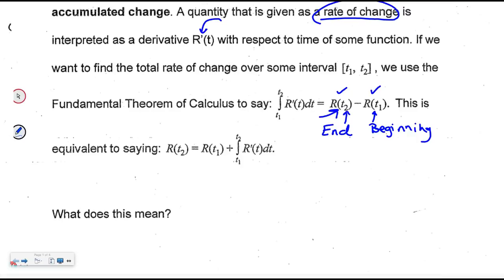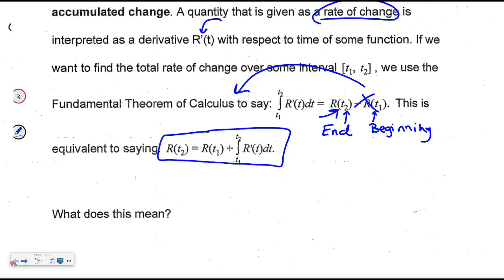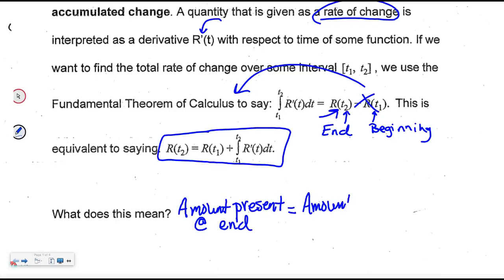So a lot of times what we'll do is we'll rewrite that. You might even want to picture adding the R1 over to this side, and you would get this statement. What is this statement really saying? It's saying that the amount present at the end will equal the amount I started with, plus what I'd call the net change or the accumulated change. I'm going to put plus the accumulation.